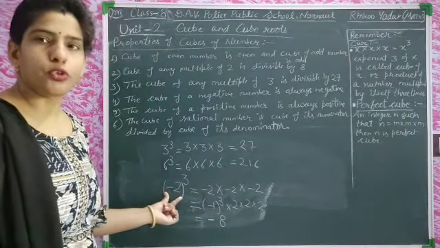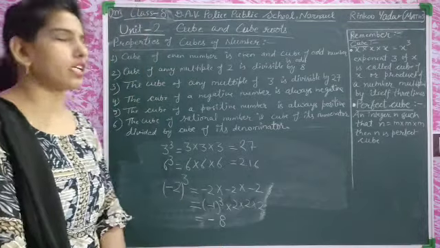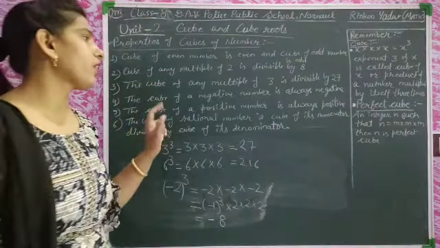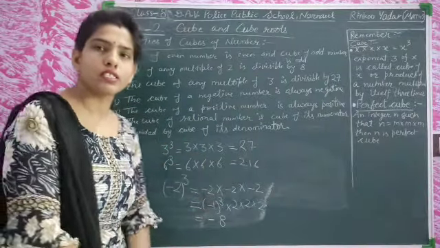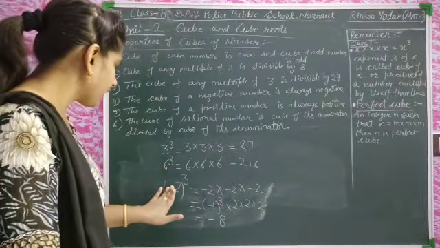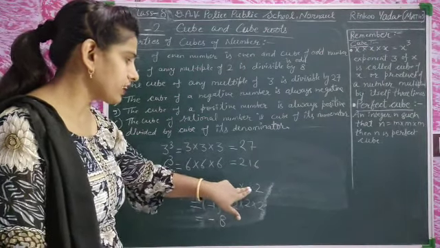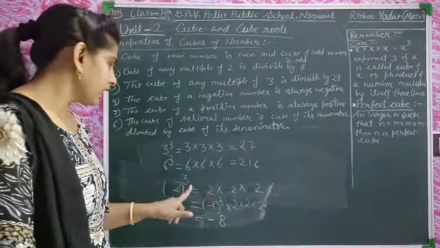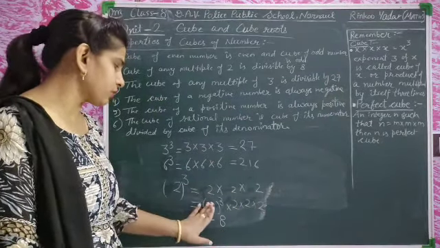So the cube of any negative number is always negative there, and same for property number 5: cube of any positive number is always positive, because if we are taking the positive sign, then all are positive, 3 times multiplying positive sign. So 2 into 2 into 2 becomes equal to 8.